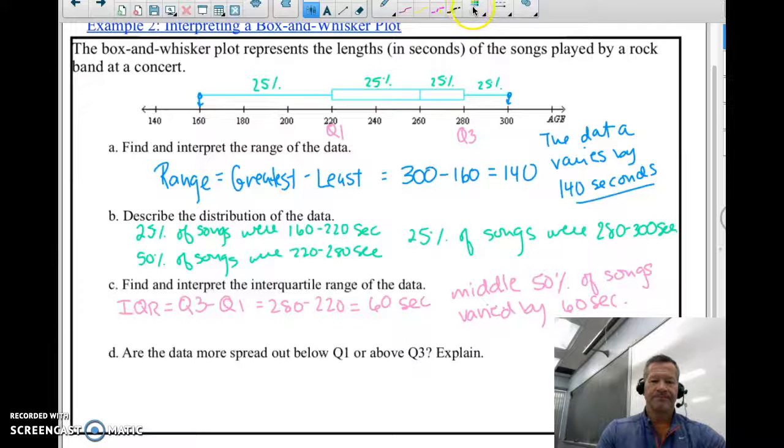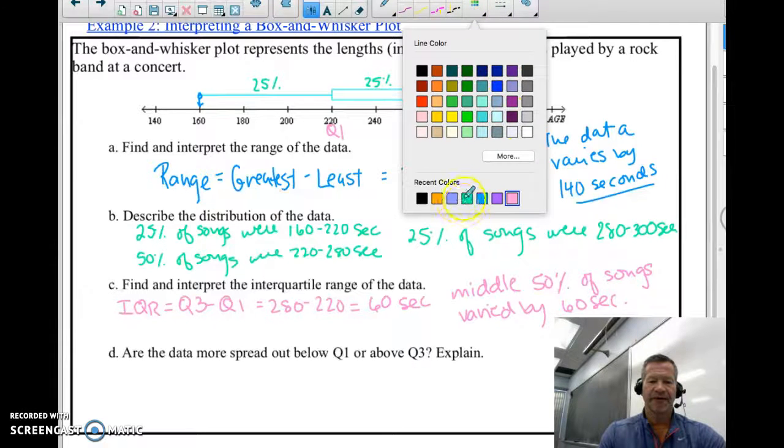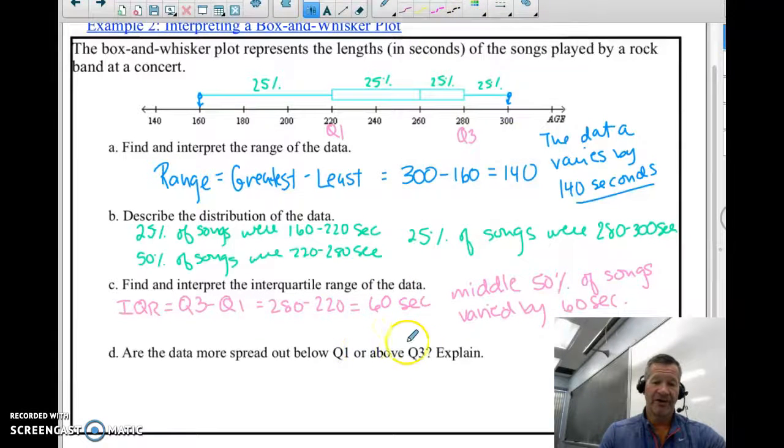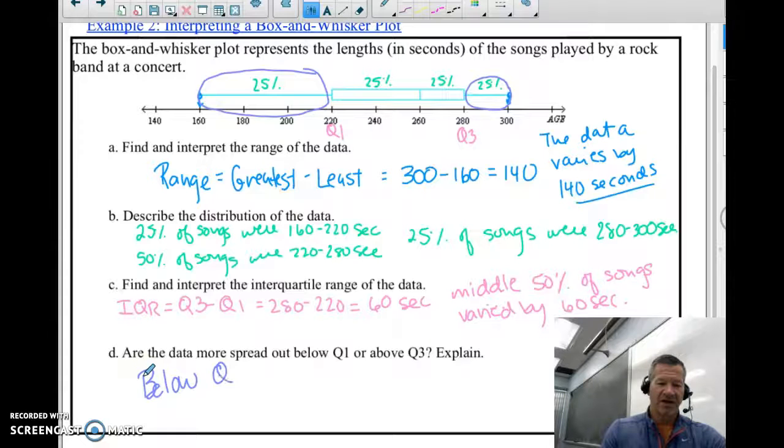Now the last one, are the data more spread out below quartile 1 or above quartile 3? So is the data more spread out below the first quartile or above the third quartile? Well, we can see this whisker is much longer than the whisker on this end, so the data is much more spread out below quartile 1. And as an explanation, we can see that because the left whisker is much longer.